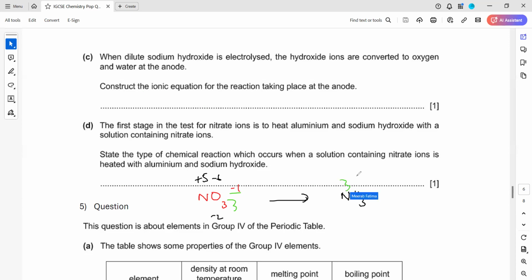Each hydrogen is +1, so 3 will be +3. So nitrogen will be -3. So +5 changes to -3. If +5 changes to -3, what is this reaction? This reaction is a reduction reaction. The nitrogen oxidation number has decreased. That's why we call this a reduction reaction. Is it clear, this one?